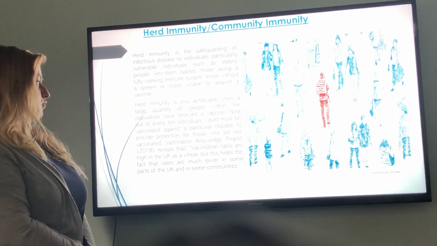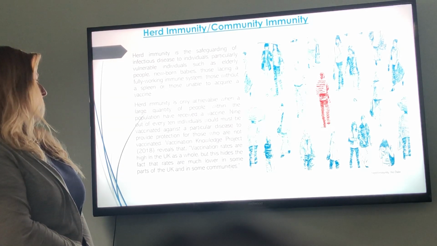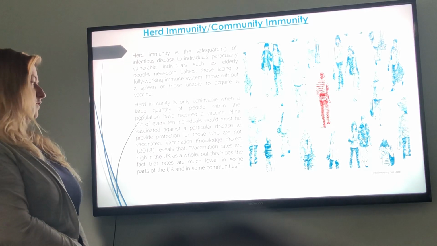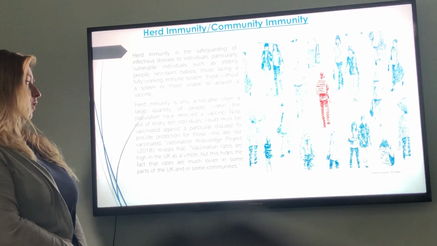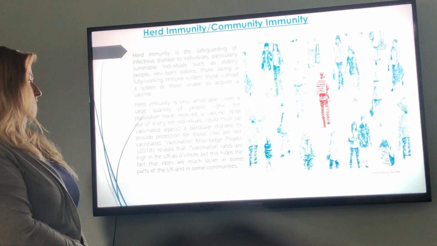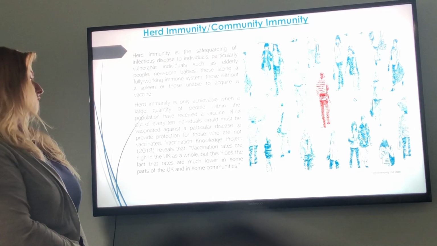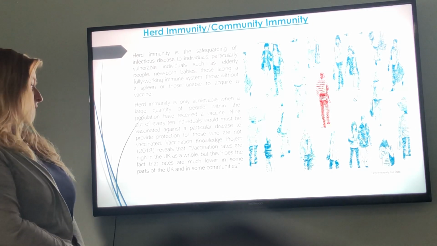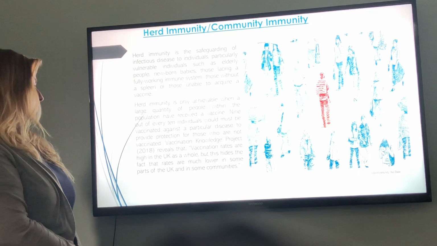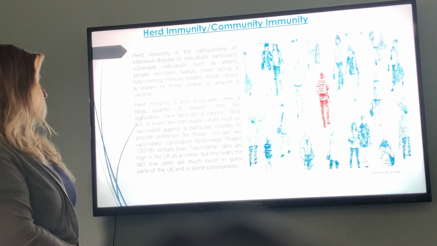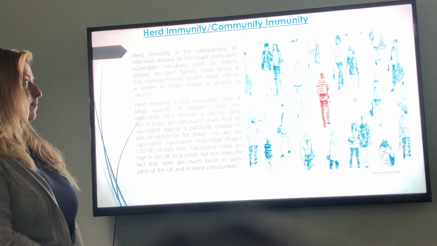9 out of 10 individuals would have to have been vaccinated against a particular disease to provide protection for those who are not vaccinated. Vaccine Knowledge Project reveals that vaccination rates are high in the UK as a whole, but this hides the fact that rates are much lower in some parts of the UK and in some other countries.